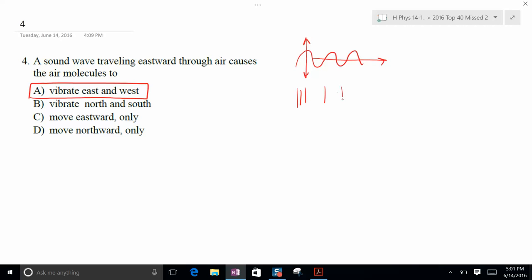So I'm attempting to draw stretch, squish. These regions are what are known as compressions. They're the analogy of the peak or the crest. And then these regions are called rarefactions.